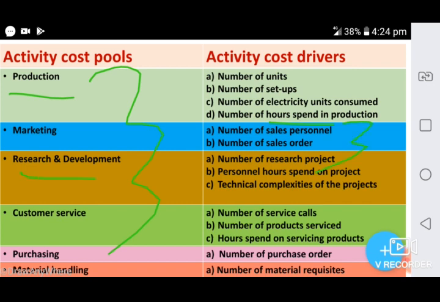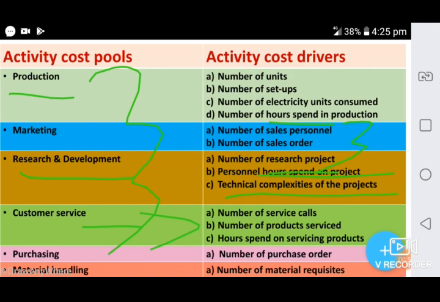Then research and development. Cost drivers are number of research projects, personnel hours spent on the project, and technical complexities of the project. Then in case of customer service, cost drivers are number of service calls, number of products serviced, and hours spent on servicing the product. Then in case of purchasing, number of purchase orders. Then material handling, the cost driver is number of material requisitions.